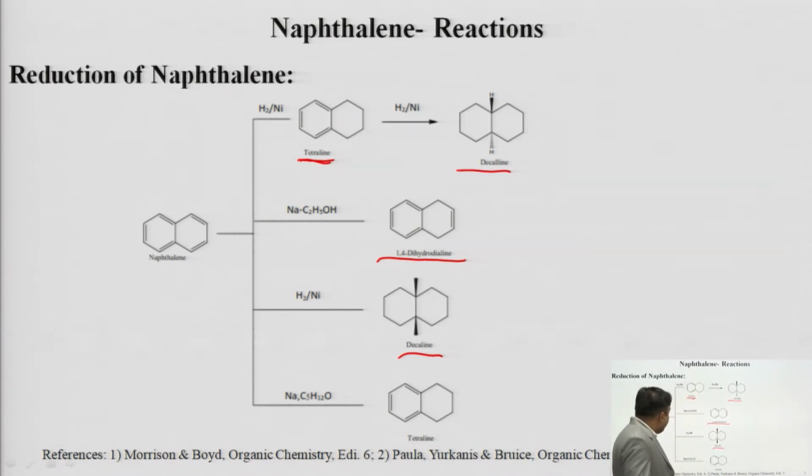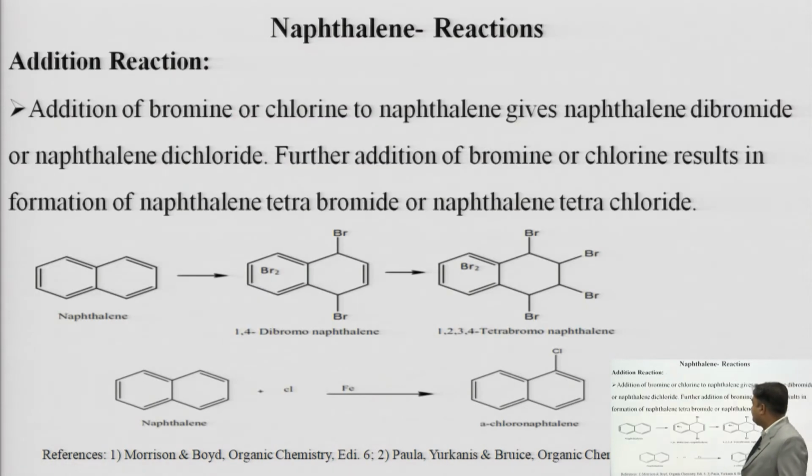Okay. Now, again we can use sodium metal along with C5H12O. So, we are again getting tetraline. So, these are the reduced products, which mainly consist of tetraline, decaline and 1,4-dihydronaphthalene of the naphthalene by the reactions of some very good reducing agents.